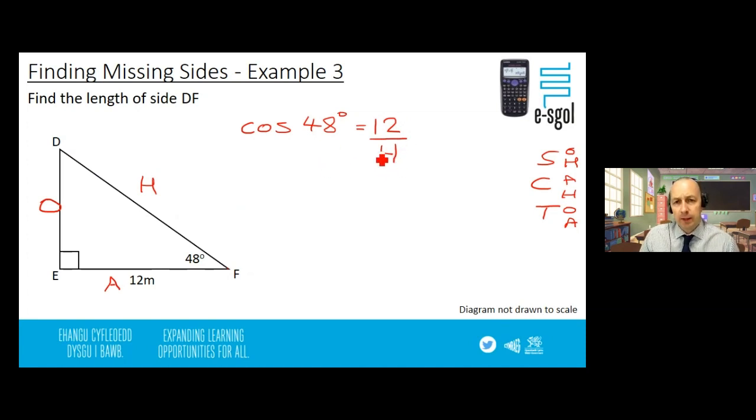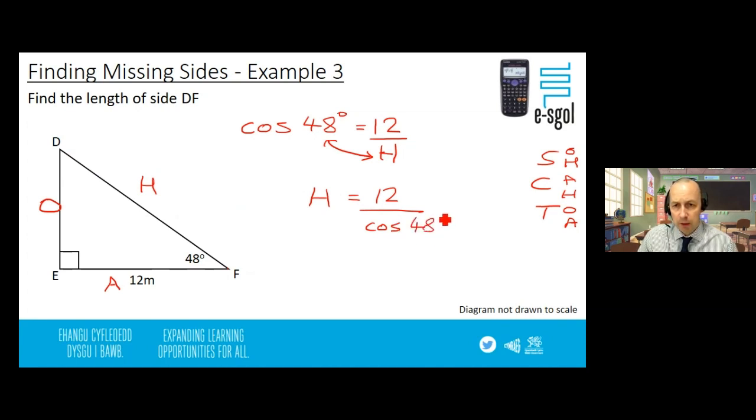So mathematically, what I need to do is multiply both sides by h and divide both sides by the cos of 48. Now that seems like a lot of work, but for the purpose of this, what we can kind of do is swap these two terms over. This isn't very mathematical, but it certainly does work. So I'm going to swap these two terms over, and this is the way I'm going to write it out. So I'm going to write h is equal to 12, all divided by the cos of 48.